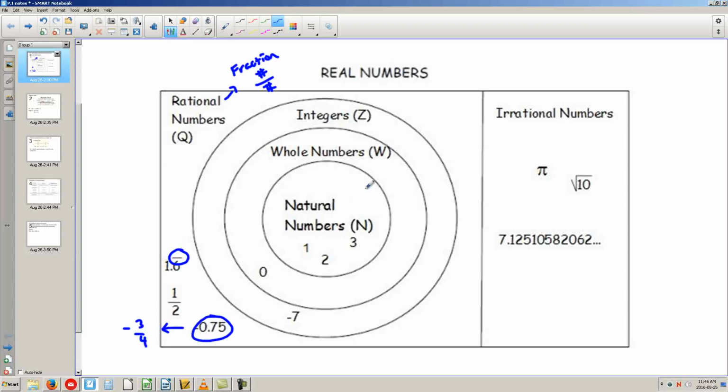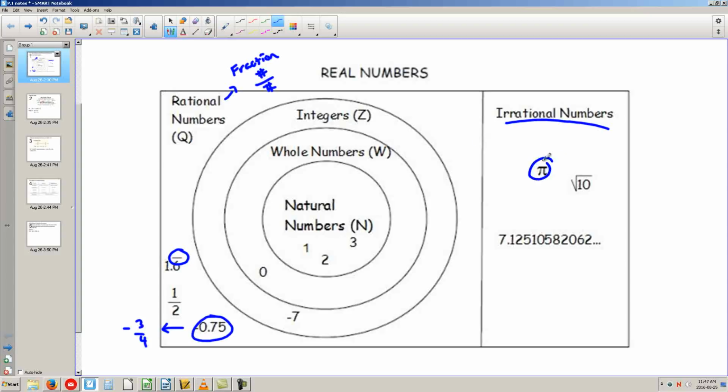But what can't be written as fractions are what we call irrational numbers. Irrational numbers are kind of a catch-all of whatever else exists that doesn't fit these other categories. And so we look for numbers that can't be written as fractions, and typically what that means is that the decimal is non-repeating and continuous. So it would go on forever but never have a pattern of repetition.